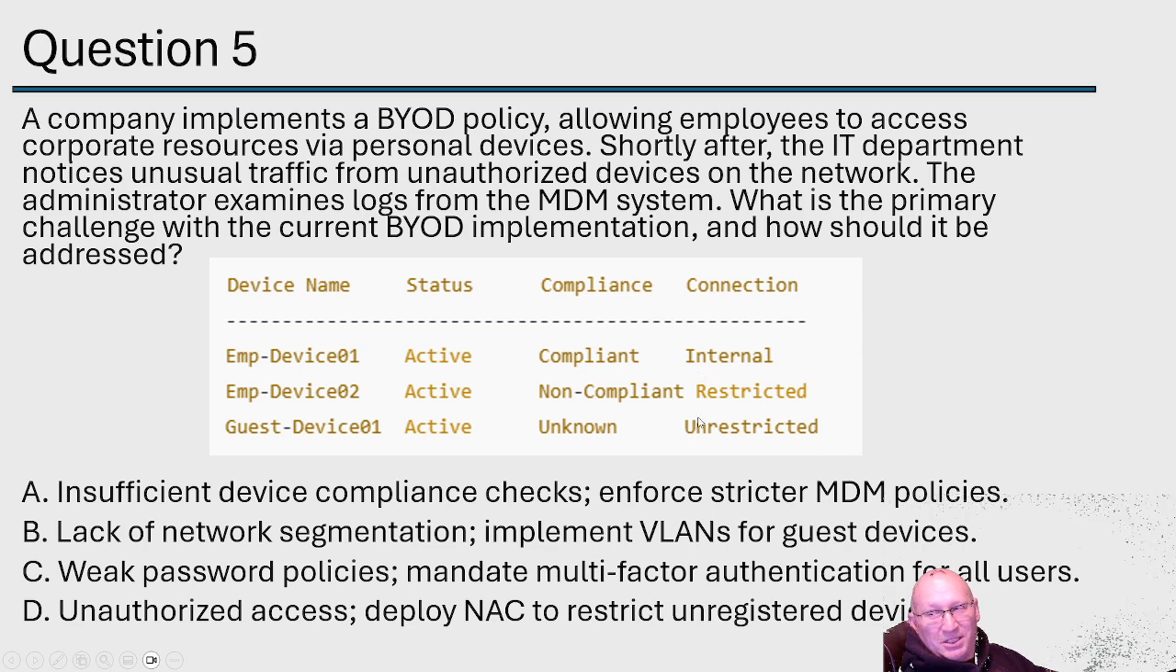We have unrestricted connection. That is a major issue. That has more power than our compliant devices. And so there's a problem there, right? So we need to deploy network access controls to prevent unauthorized devices from accessing our network. That's our goal here, right? And the device is unregistered, right? That's a problem. Okay. So D is going to be a correct answer on this one.